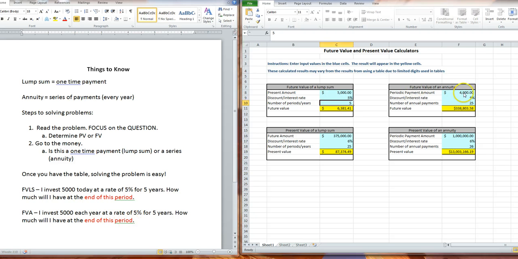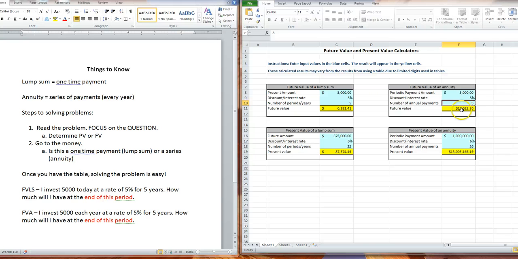Now I'm going to use this table, and I'm going to put in $5,000 because that's the periodic payment amount. The interest rate is still 5%. Number of annual payments, I said for 5 years. This would be the value it's worth after 5 years, $27,628. Of course, worth considerably more because you're adding more to it each year.